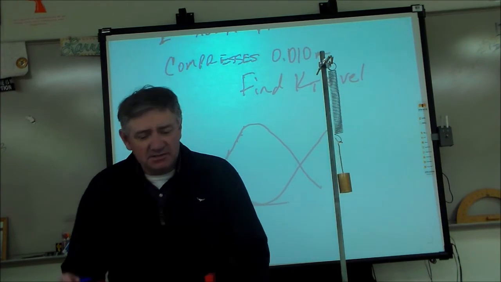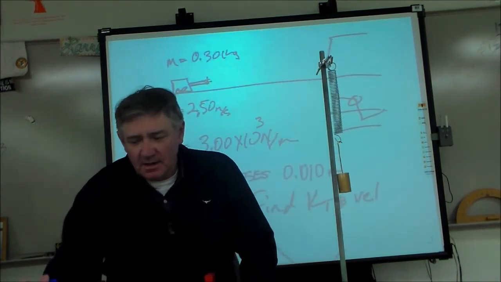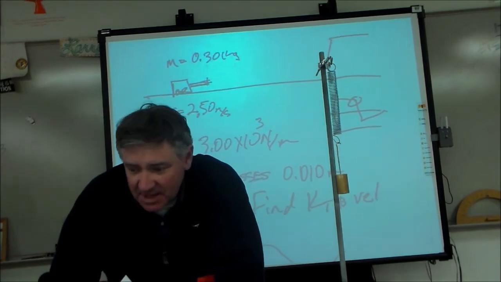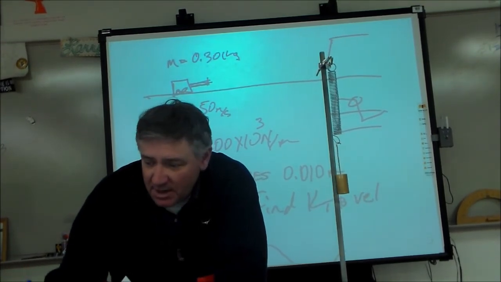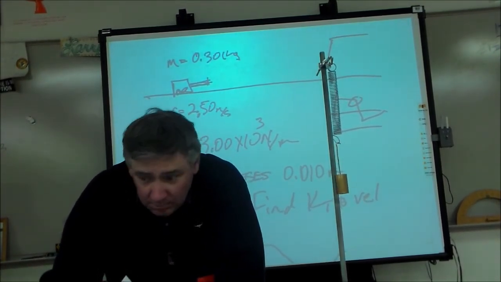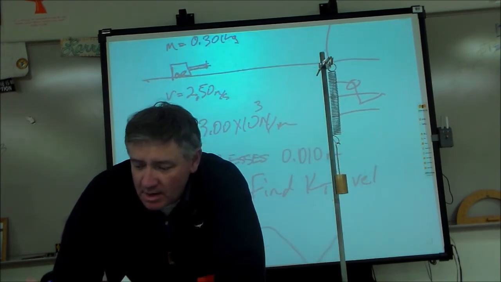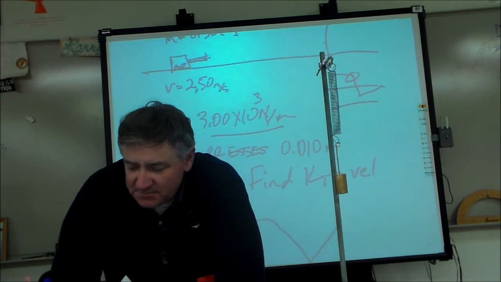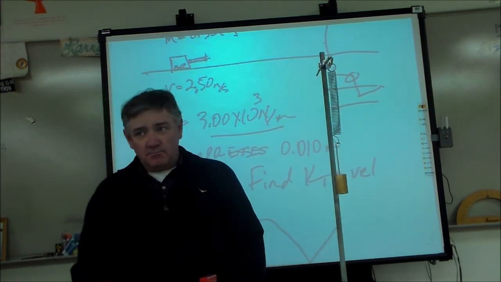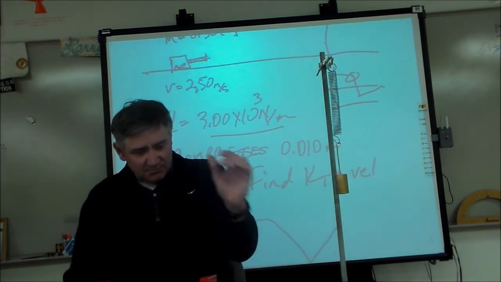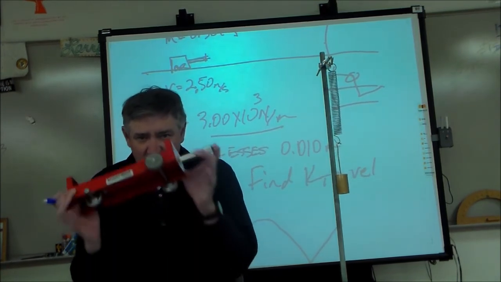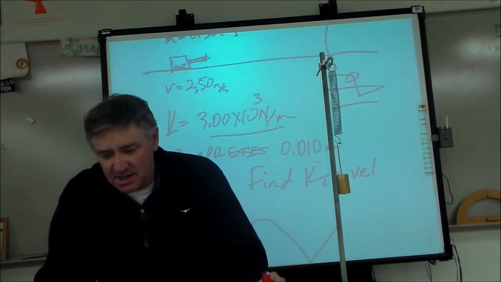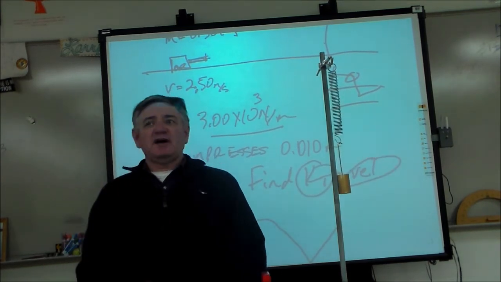All right, so here's what we're going to look at. I've got a cart moving at 2.5 meters per second. It has a mass of 0.3 kilograms. It's going to hit the wall. The spring constant is 3 times 10 to the third. When that spring has been compressed 0.1 meters, 1 centimeter, imagine this spring is going to compress 1 centimeter. I want to know how much kinetic energy it has and how fast it's going.